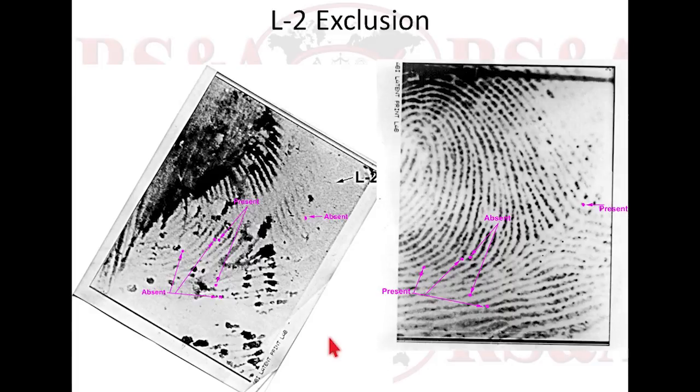So we see, once again, too many differences between these two prints for it to be explainable by the features we see in our analysis. This is absolutely an exclusion. So L1 and L2 are both exclusions.